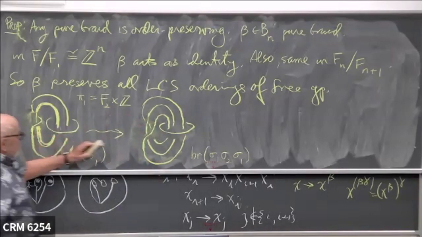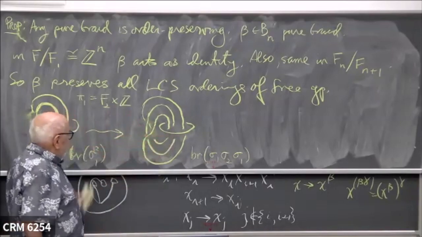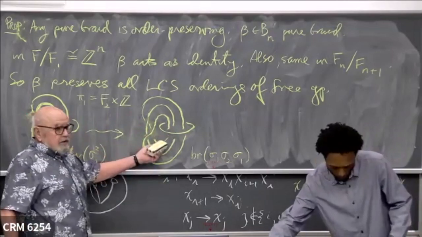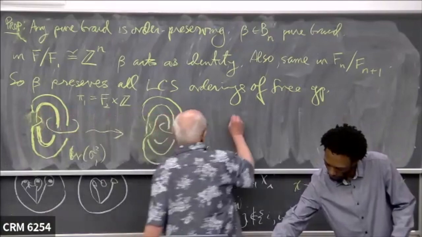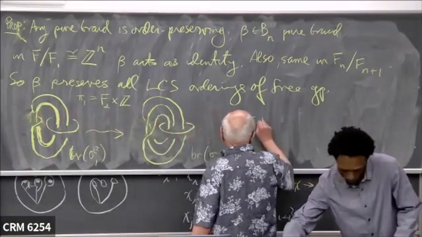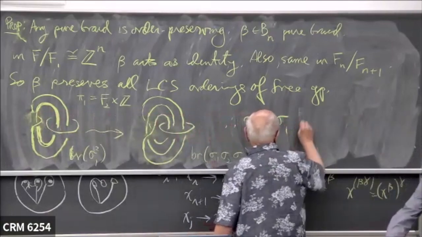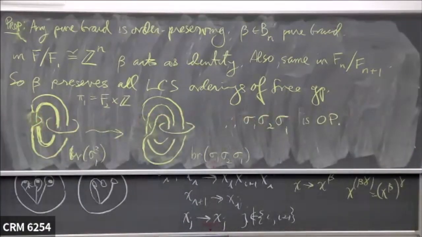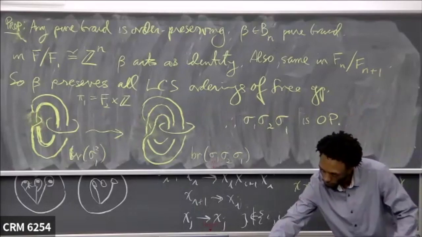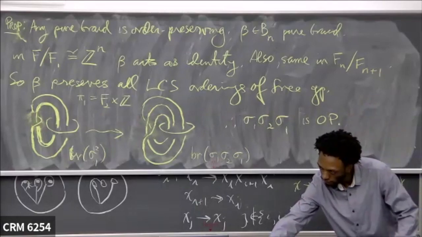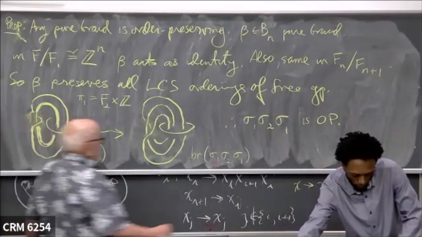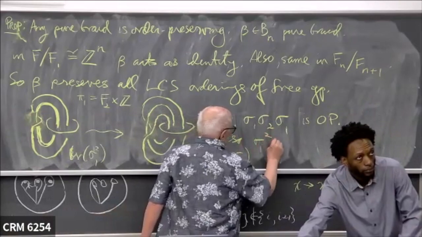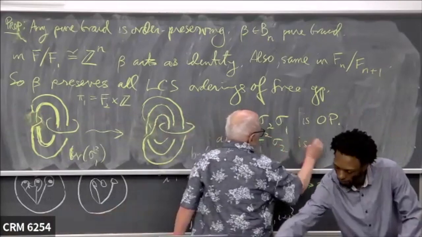So these two links have homeomorphic complements. This has bi-orderable fundamental group complement, so this does as well. Therefore, sigma 1, sigma 2, sigma 1 is order preserving. Also, if you have an order preserving braid, any conjugate of it will also be order preserving. So also this conjugate, sigma 1 squared, sigma 2, is order preserving.